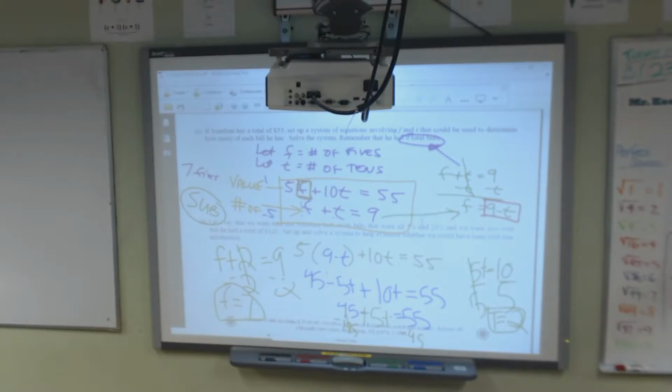So with elimination, you bring the top number to the bottom and the bottom number to the top, and multiply across, making one of them negative. So you end up with this. What's 5f plus negative 5f? 0. They cancel out. 10 plus negative 5 is 5t. 55 plus negative 45 is 10. You get t is equal to 2, which we had over there, right? Then you'll find that f is 7 after you plug it back in. So you could have done it either way.